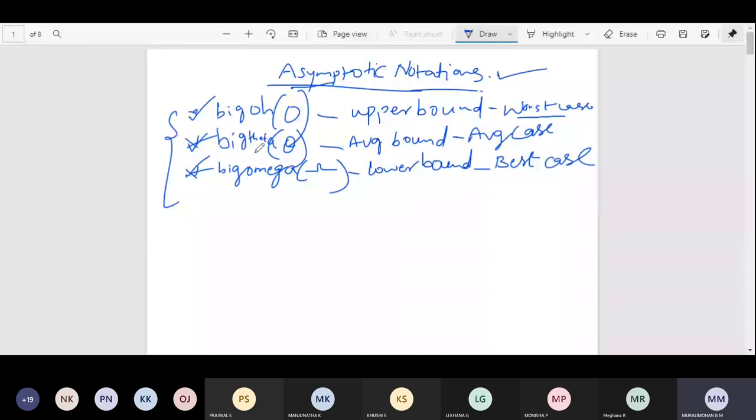Next we have the average bound, that is theta. Theta is the average bound. It is also called the average case. Next, omega. Omega notation is the best case. It takes lower bound values. Best case means it is more efficient, that is less space and less time. Theta takes average space and average time. Big O takes worst space, that is utmost time as well as utmost space.